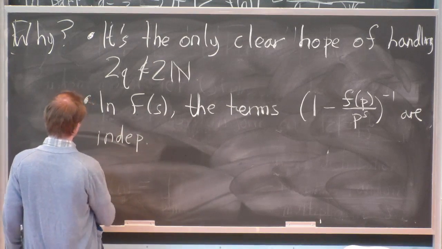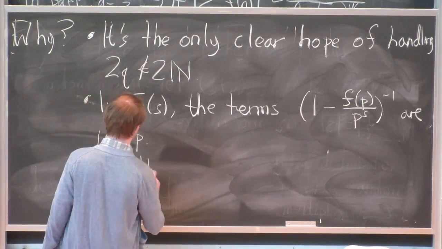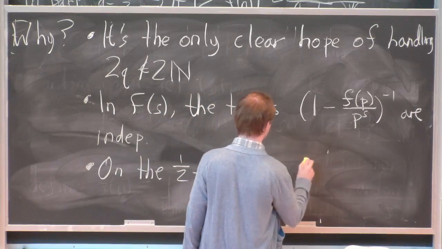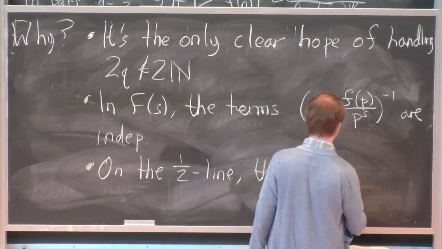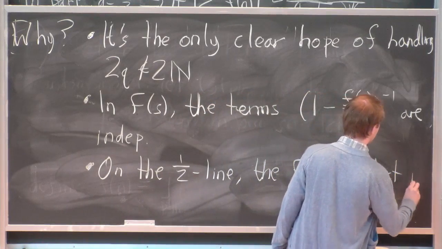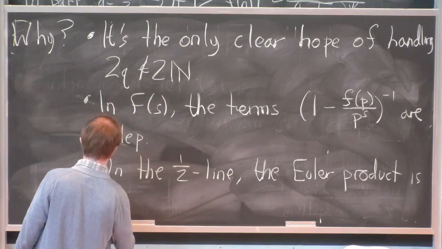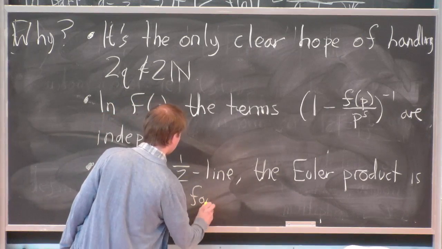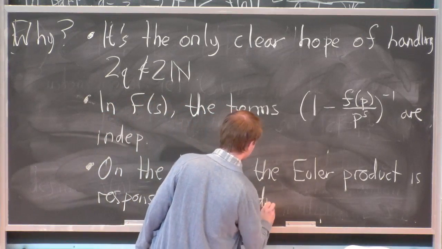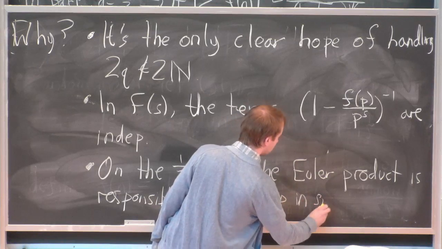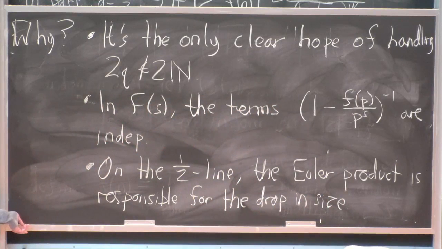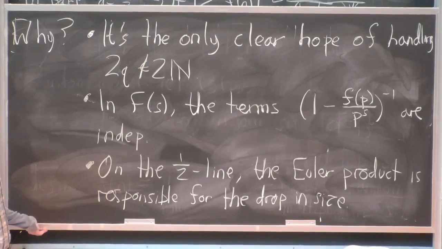And then the third reason is, I already told you, on the 1/2 line, the Euler product is responsible for the drop in size as compared with square root cancellation. So I've told you we're going to have a drop in size here as well, so maybe the Euler product is going to be a useful thing to have around.